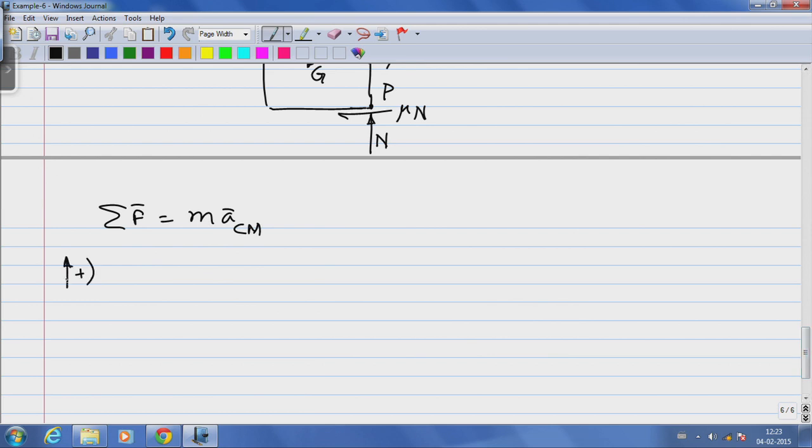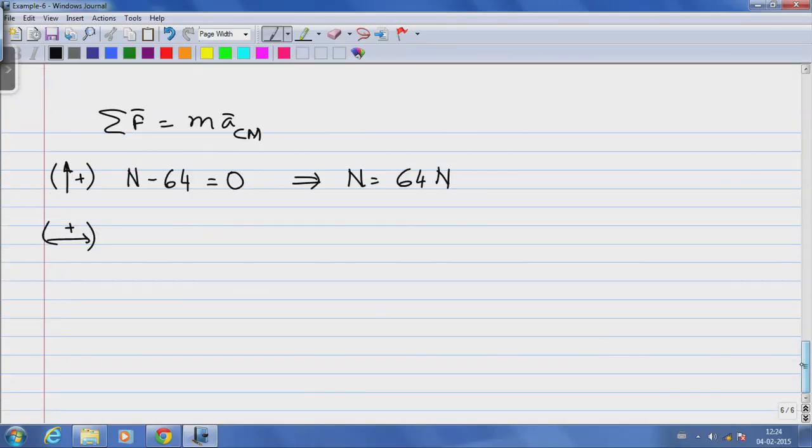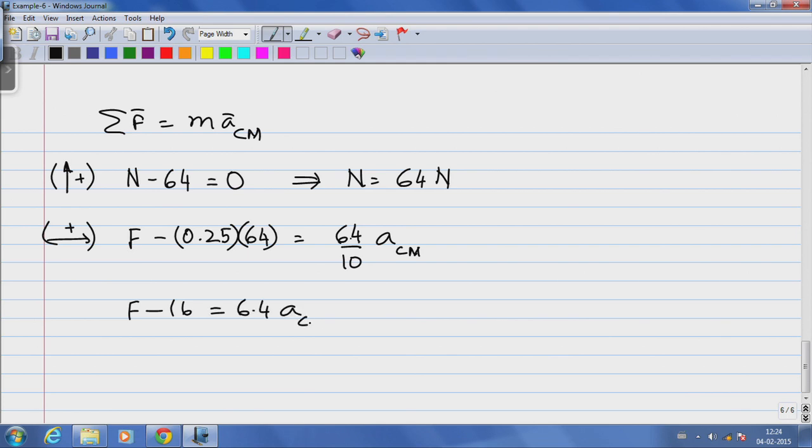Taking upward force as positive, we are going to invoke equilibrium in the vertical direction, which already implies that the magnitude of the normal reaction has not changed, 64 newtons. Taking horizontal as positive, that is the direction in which the block is accelerating, I do know that F, a horizontal force, minus mu times N equals the mass times the acceleration of the center of mass. I am going to keep this precise. So, F minus 16 equals 6.4 A cm.